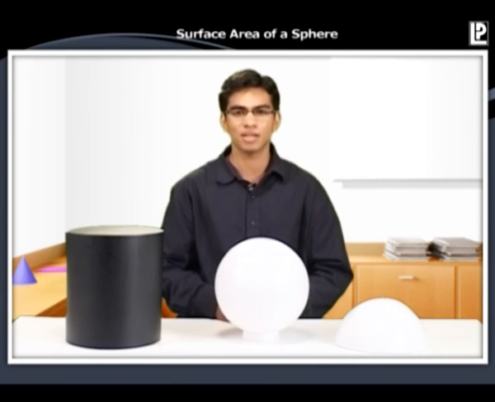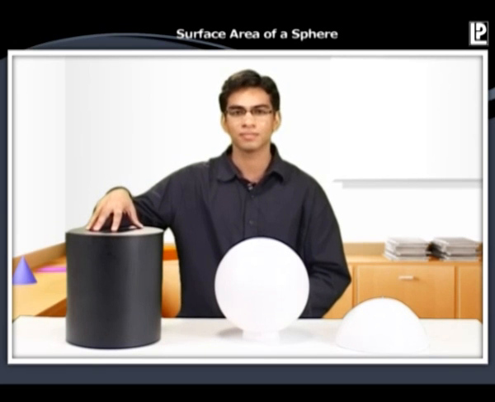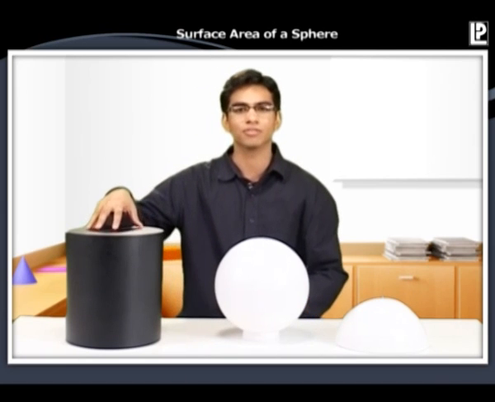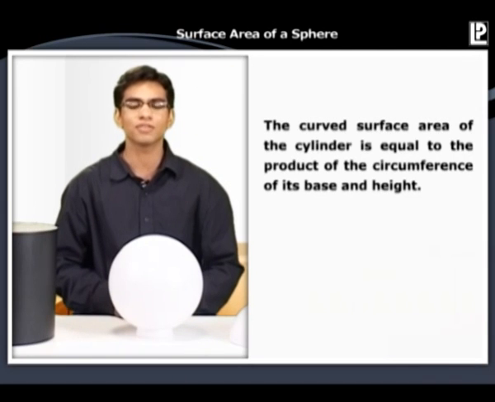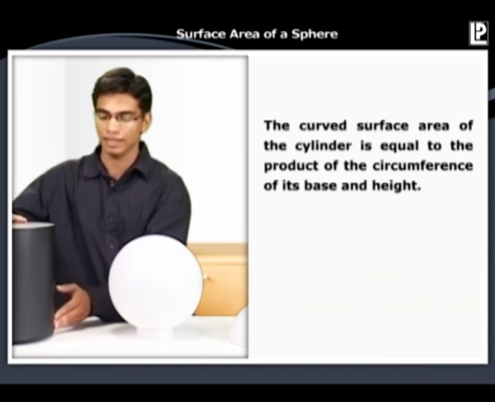Let's get back to some more basics. This is a cylinder. Its curved surface is also called the lateral surface. The curved surface area of the cylinder is equal to the product of the circumference of its base and height.